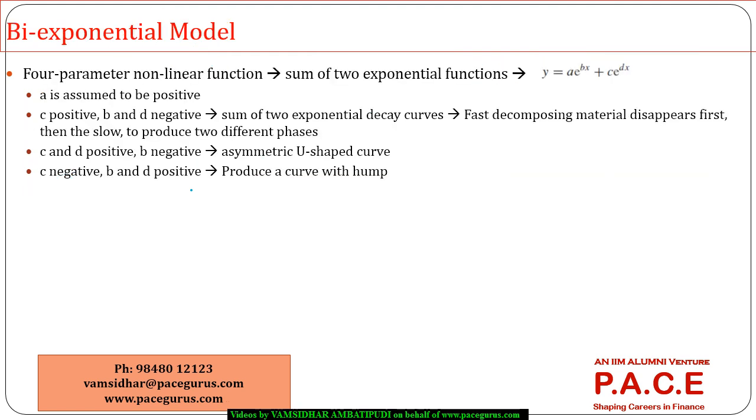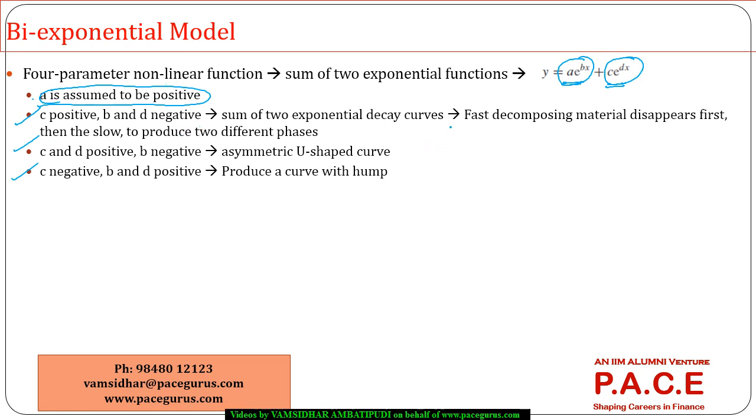Then we also have a bi-exponential kind of model, which is like a into e to the power of bx plus c into e to the power of dx. So it's like a summation of two different exponential functions. So a, b, c, d are the parameters. Now you can actually play around. Generally a is assumed to be positive in these calculations. But b, c, d, you can change them between positive, negative, different combinations of positive and negative.